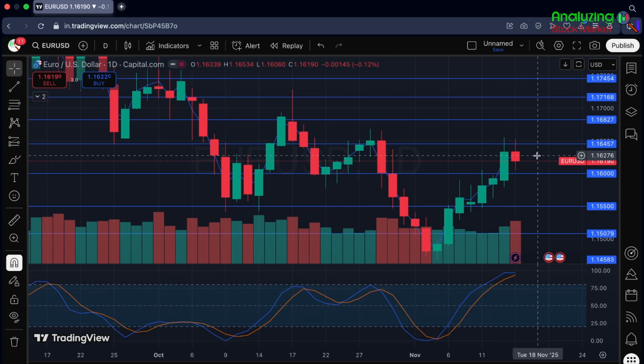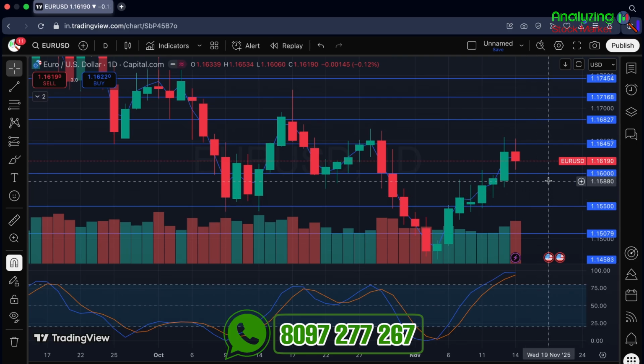So let's now talk about my opinion on the Euro USD pair for this week. According to the previous week's momentum and closing, I'm expecting a negative move in this range, that is 1.15500 to 1.16000. I'm expecting a negative closing in this range.